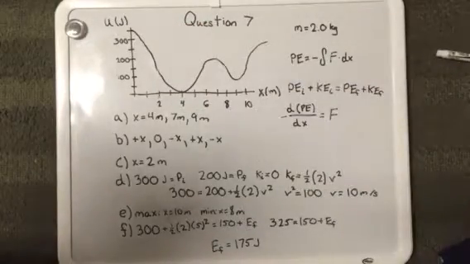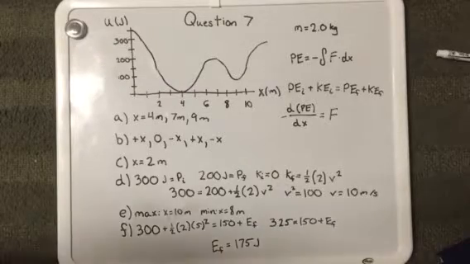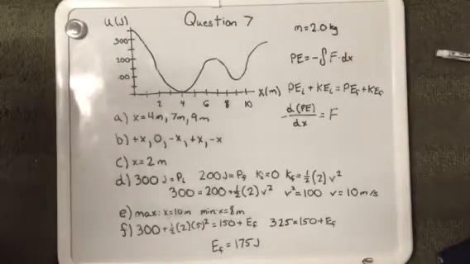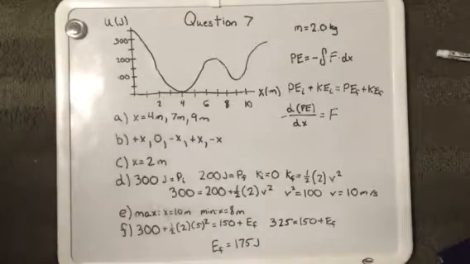For part D, the question says the object is initially held at rest at x equals 1 meter and then released from rest. And it asks what the velocity of the object is at x equals 7. So we would use the energy conservation equation, where initial potential energy plus the initial kinetic energy is equal to the final potential energy plus the final kinetic energy.